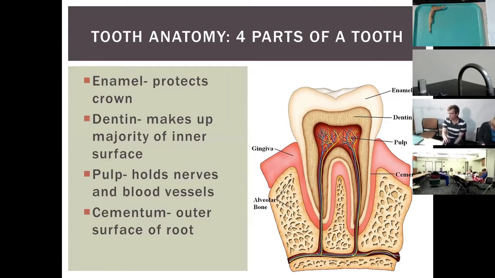You have dentin, which makes up most of the inner surface of the tooth, followed by the pulp, which is the innermost surface. And the pulp has the nerves and the blood vessels. So all your arteries, veins, and nerves are all in the pulp. And you have cementum. The enamel covers the crown, and the cementum covers the root. So the cementum is a hard surface on the root of the tooth.